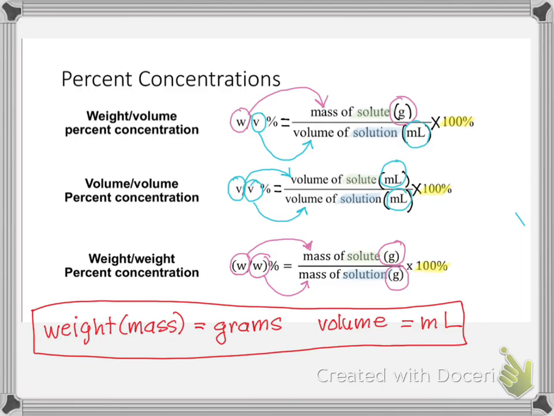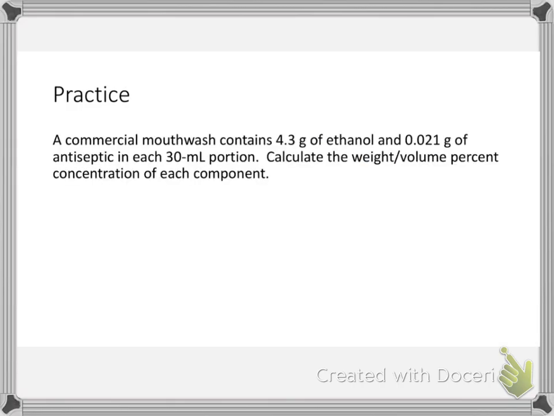So I have 3 different problems for us to try. 2 of them calculate the percent concentration, and the last one gives us the percent concentration and asks us to calculate the amount of solution. So here's the first one. It says a commercial mouthwash contains 4.3 grams of ethanol and 0.021 grams of antiseptic, and it's all in a 30 milliliter portion of our solution. Okay, so they give us some information, and what they want us to calculate is the weight to volume percent of both of the components.